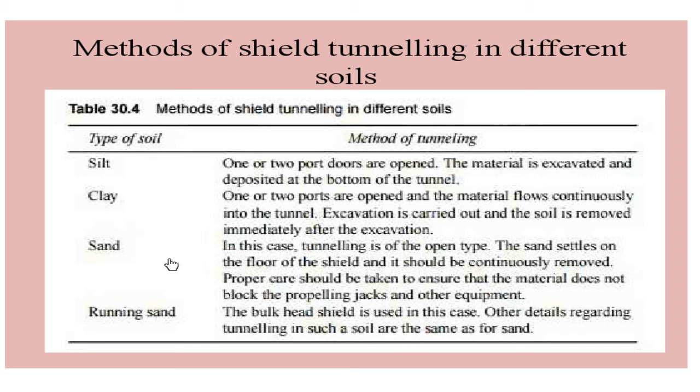If it is sand, then the tunneling can be of open type. The sand will be settling on the floor of the shield and it should be continuously removed. It is to be ensured that the propelling jacks are not blocked by the sand. Then if it is running sand, it may collapse very soon, so there the bulkhead shield is used. So these are the different types of soil where you can adopt shield tunneling.